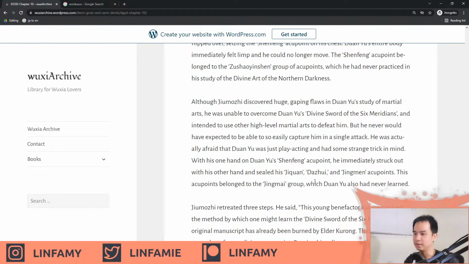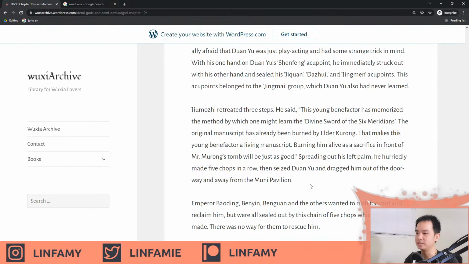He was actually afraid that Duan Yu was just play acting and had some strange trick in mind. With his one hand on Duan Yu's Shun Feng acupoint, he immediately struck out with his other hand and sealed his Qi Chuan, Da Zui, and Jing Men acupoints. The acupoints belonged to the Jing Mai group, which Duan Yu also had never learned.